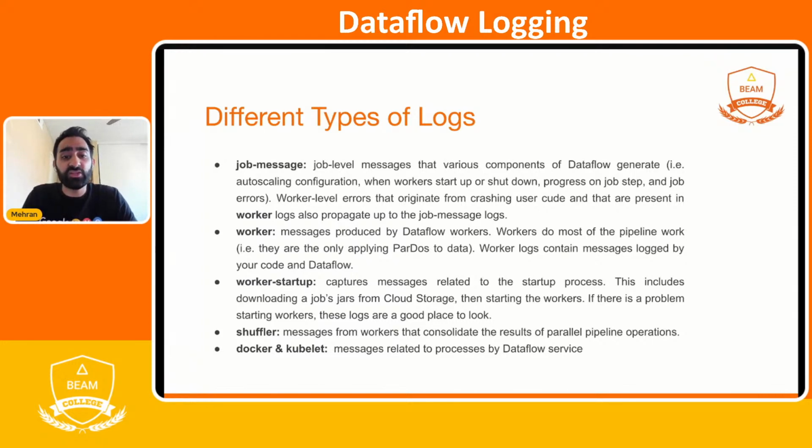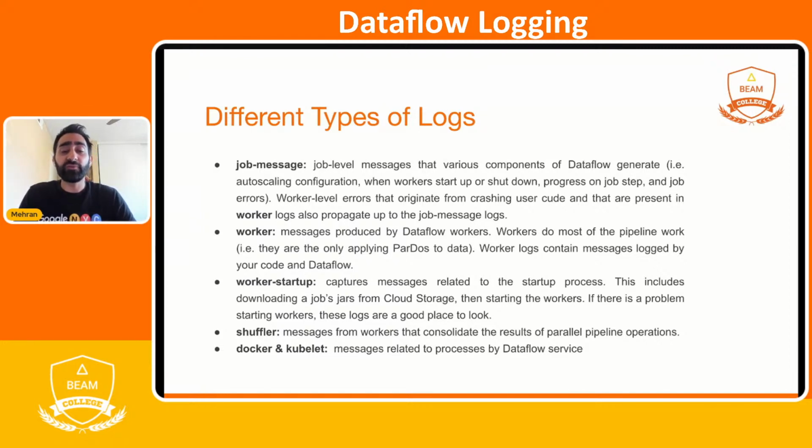As I already mentioned, job message logs are ones that various components of the Dataflow service are going to be propagating. So if we are changing the autoscaling configuration, changing the number of workers or shutting down workers, or showing progress on job steps, you'll see that show up in the job messages filter. You'll also see worker logs, which are produced by Dataflow workers themselves. They are doing most of the pipeline work, including processing your actual Beam code. So if you see user exceptions or errors due to your code, you usually find them in the worker filter.